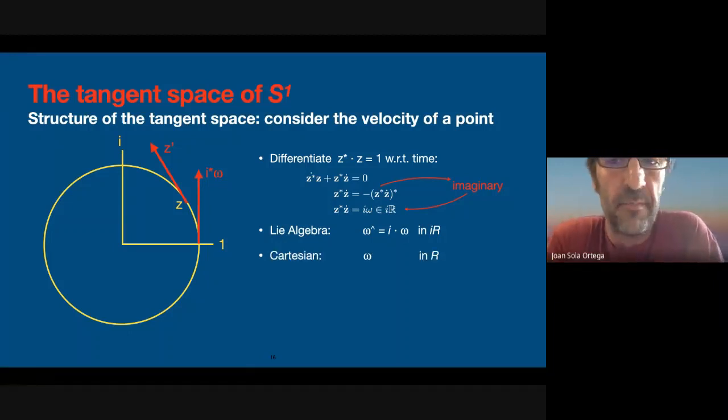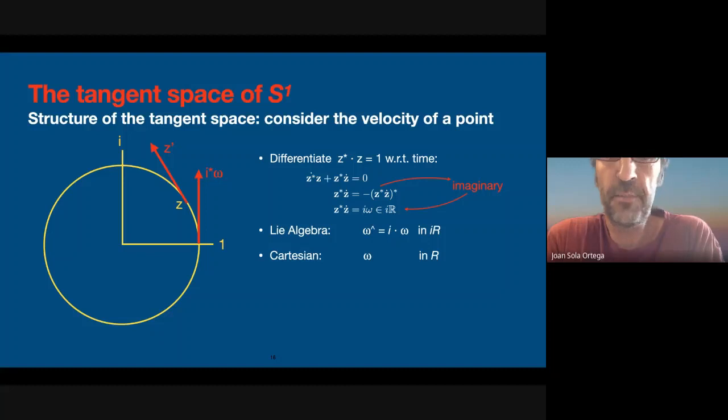Of course, we can say, okay, why do we bother representing this with an imaginary number if all of these elements are imaginary and they only depend on one parameter, which is omega? So if we know that this is an element of the tangent space, we can just call it omega. We know that it's going to be I times omega, but we can work just with omega.